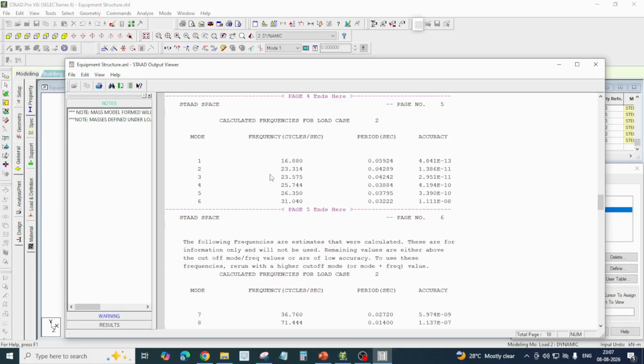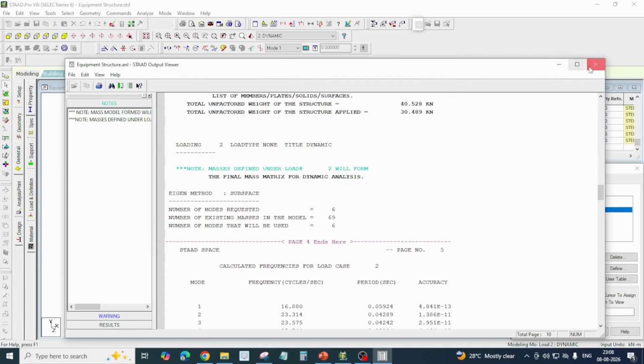The second mode is 23 hertz, right? So one thing is clear, that our structure is fully optimized. If we simply reduce any section, we may deviate from this, right? Therefore, frequency is passed.